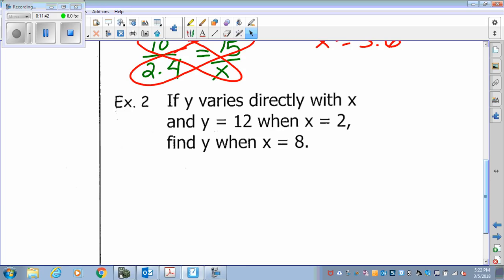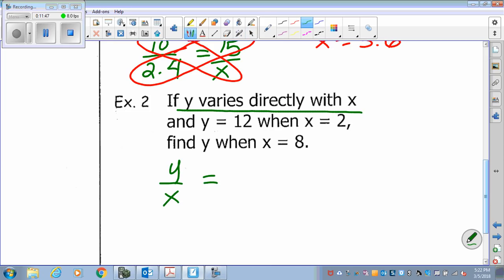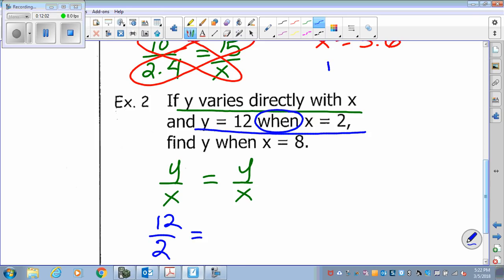If y varies directly with x, so I have y varies directly with x, so again I have y over x and y over x. Right, and so I'm going to put y equals 12 when, so these go together, x equals 2. So I have y is 12 when x is 2. I'm substituting, so proportion, substitute, and find y, so that's my unknown, right? I don't know what y is. And then x equals 8, so that goes on the bottom. So proportion, substitute, and then I'm going to write an equation.